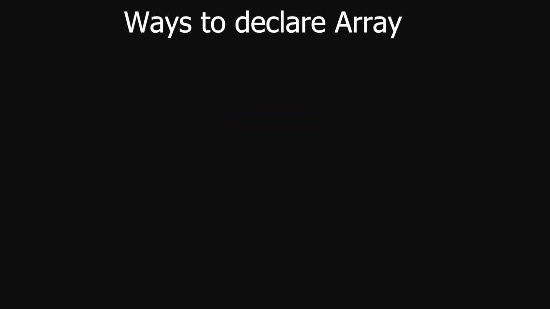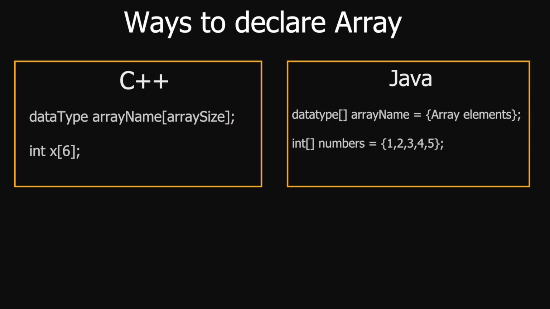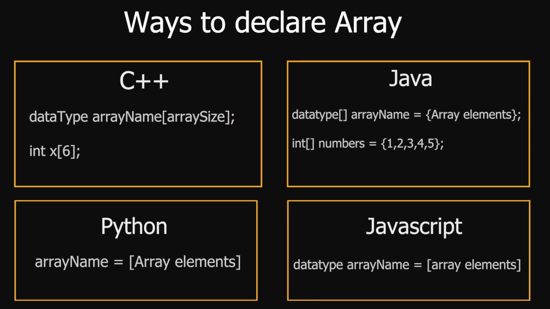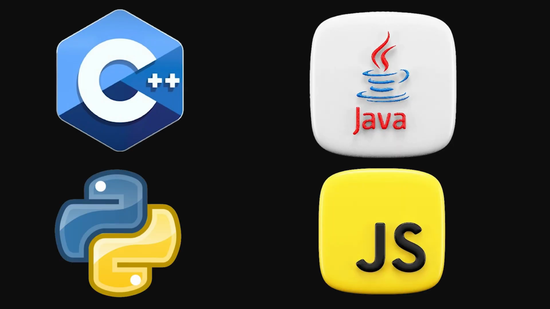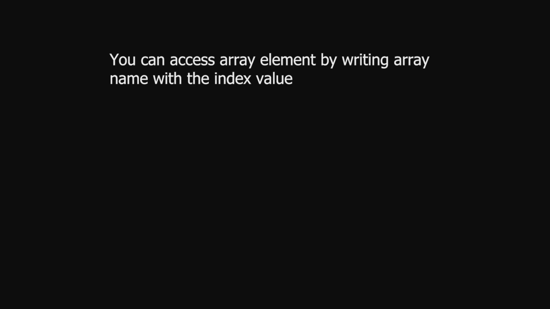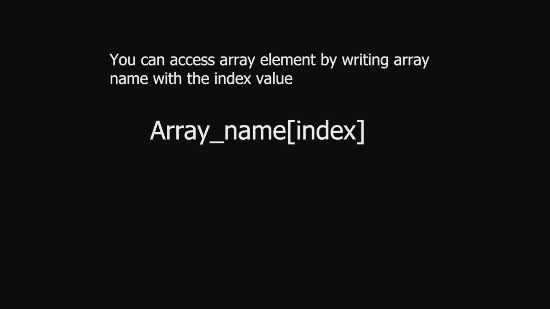These are the ways to declare an array in C++, Java, Python and JavaScript. I will give code in C++, Java, Python and JavaScript, so hold tight here. You can access an array element by writing the array name with the index value, and inside the square brackets we have to write the index like this.